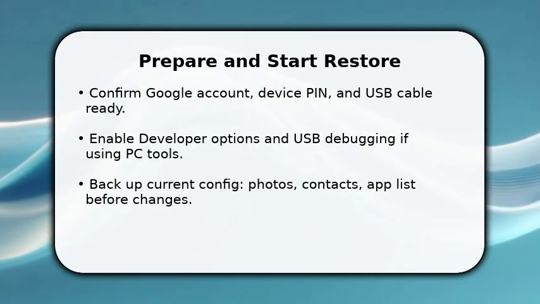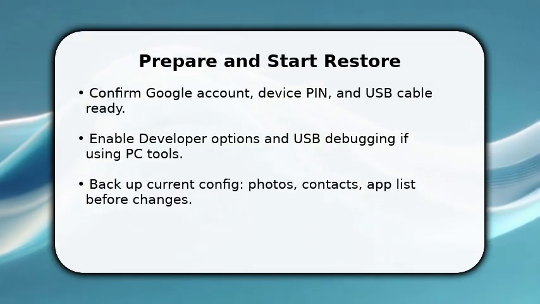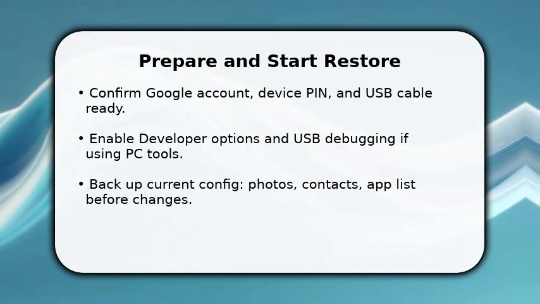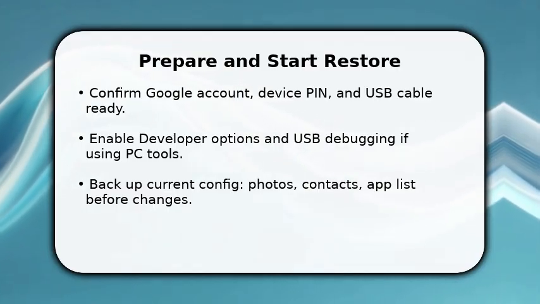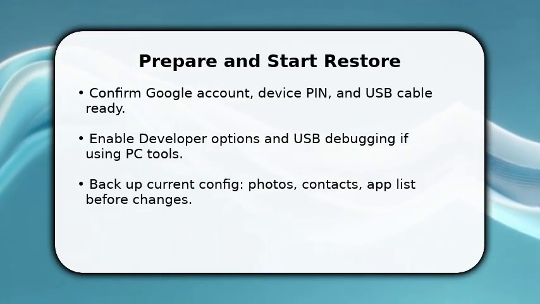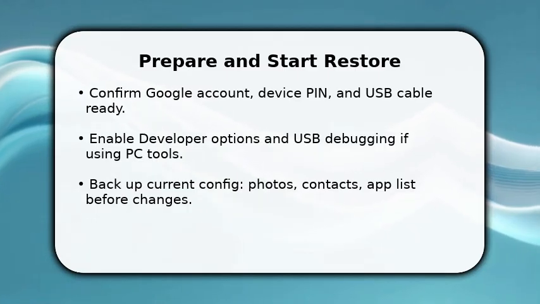You begin by confirming essentials: your Google account credentials, device PIN, and a reliable USB cable. Enable developer options and USB debugging when prompted, because many restore tools need ADB access. This makes file transfer and permissions smoother.